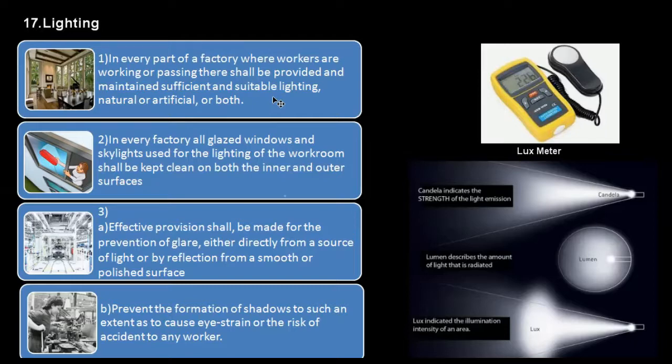So the next, subsection 2: in every factory all glazed windows and skylights used for lighting of the workroom shall be kept clean on both the inner and outer surface. Cleaning has to be done to all the light sources, be it natural or artificial. If light is coming from windows, then the windows have to be cleaned. If light is coming from bulbs or tube lights that you're placing, they should be cleaned periodically so that the illumination is not affected.